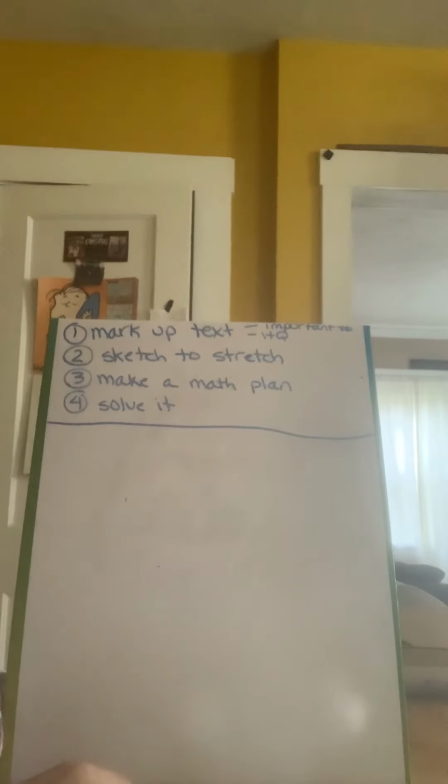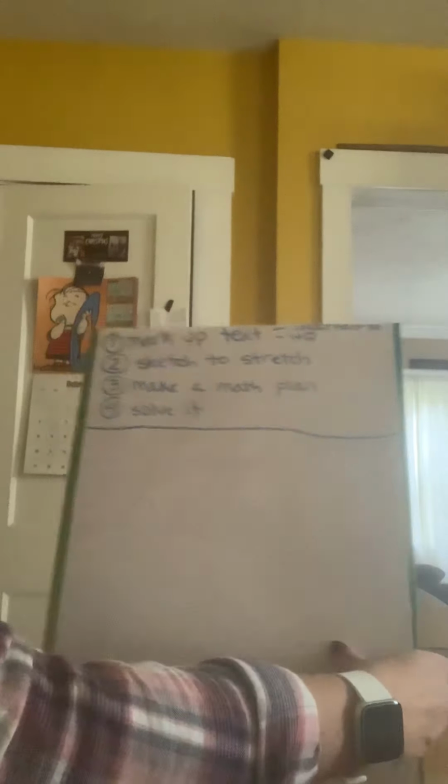Hello, today's video is about solving multi-step word problems. What I like to do is think of the word problem as a reading passage. So the first thing we'll do is actually mark up the text as you would a regular reading selection. Then you're going to use the strategy called sketch to stretch, where you're going to draw out a little mini picture that shows what the reading is telling you need to do so you can stretch your understanding. Then we'll make a mathematical plan, and then we'll actually solve it.